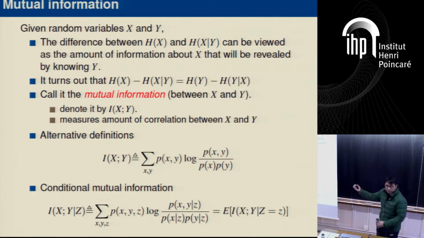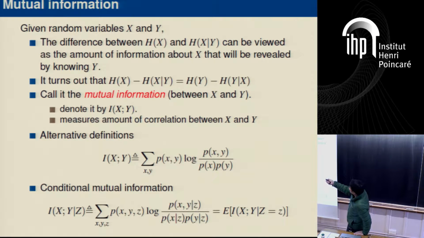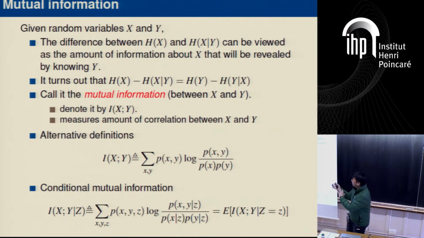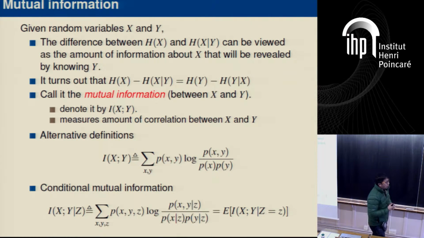And it turns out that this concept is symmetric. So this value is equal to H(Y) minus H(Y|X). The difference will be the same. Therefore, we can think about this quantity as the amount of information that is common to both X and Y. So we call it mutual information.